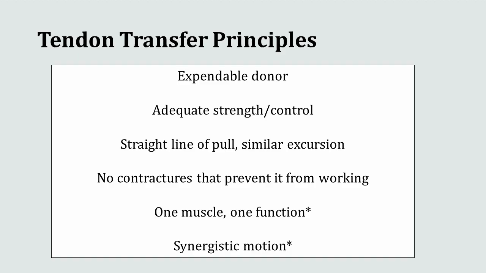One muscle, one function. So that means that when you transfer a tendon, it's just going to perform one function. We sometimes bend this rule when we need to, and sometimes we have things perform more than one function. And then synergistic motion. This is a fancy way of saying that the brain is going to naturally adapt to the new function. It's not something funky like I have to move my shoulder up to wiggle my pinky.